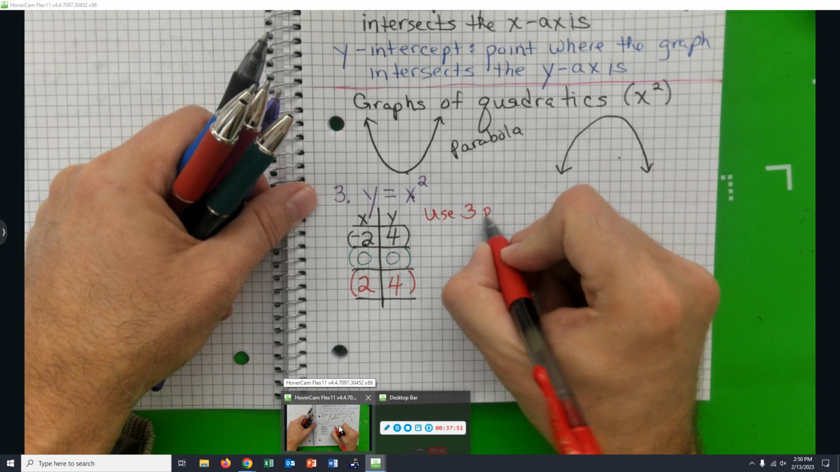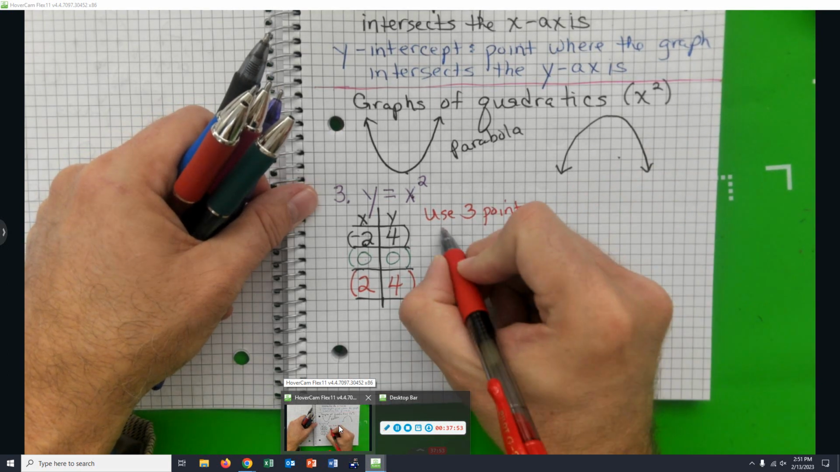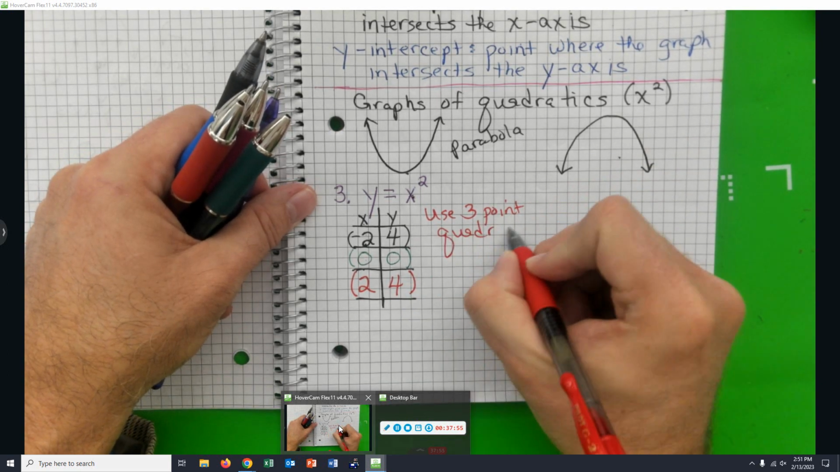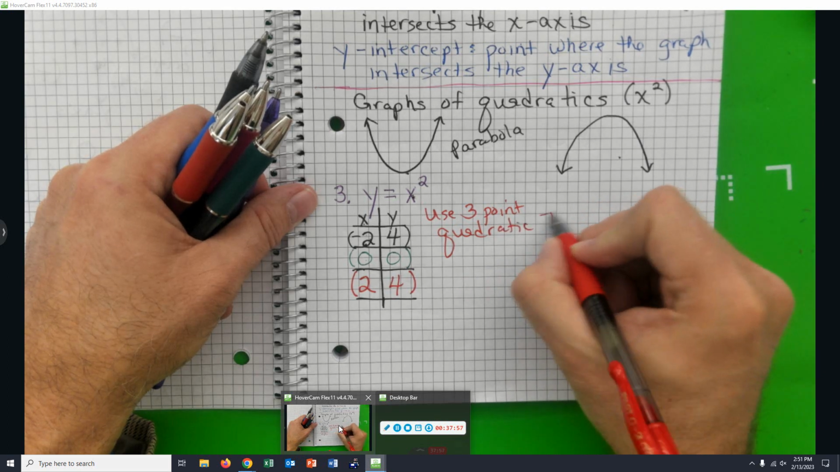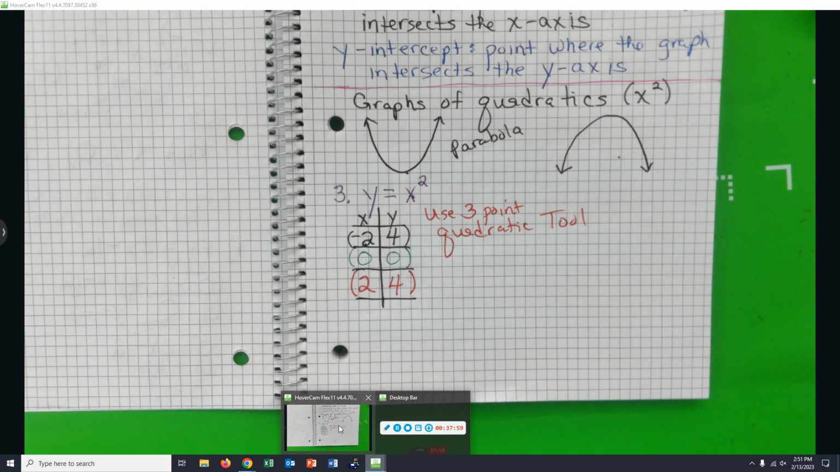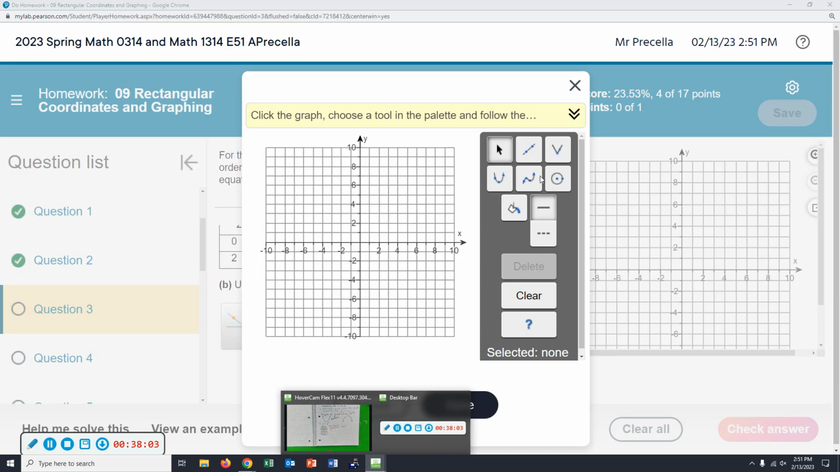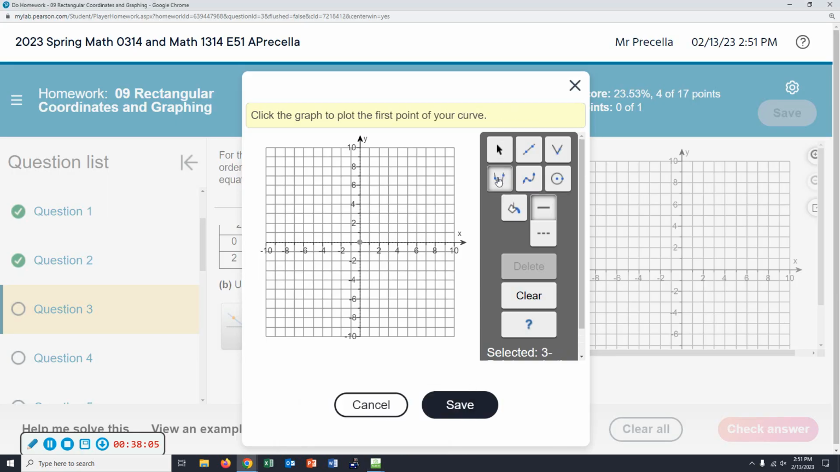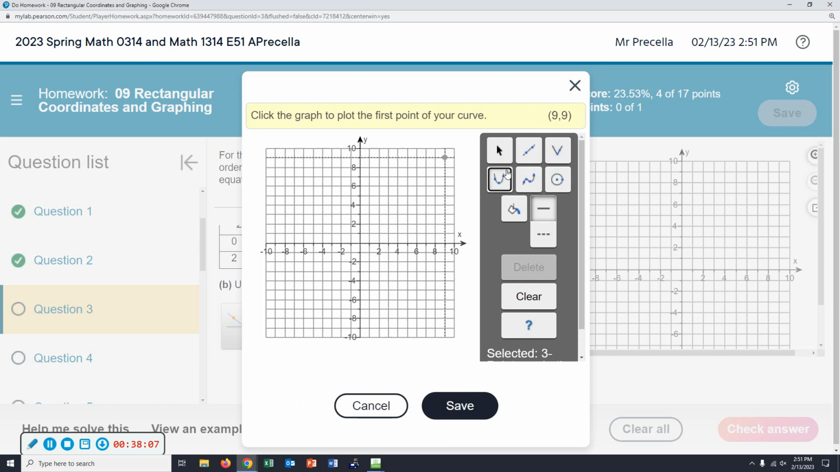Use the 3-point quadratic tool. Alright, so I'll click there. Now it says click the graph to plot the first point. What was that first point? -2, 4. There it is.